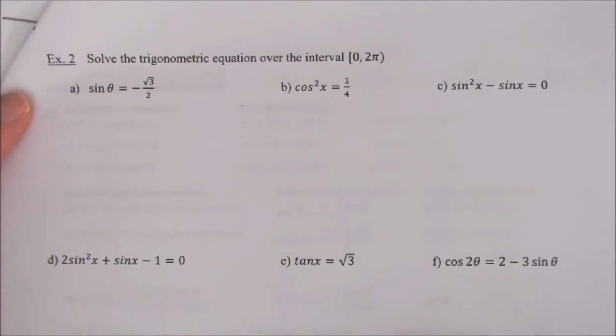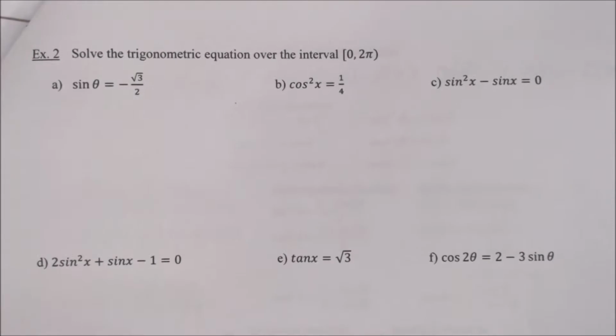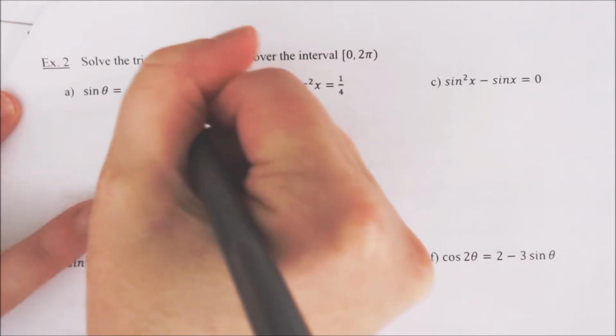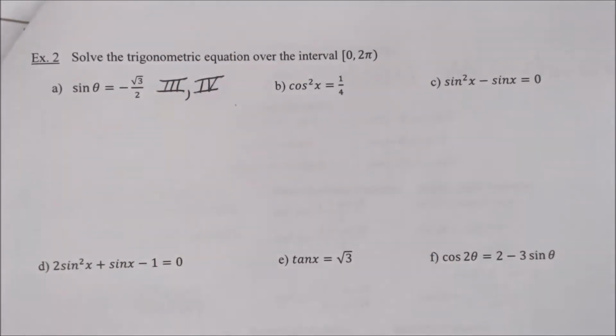So let's take a look at the first one. Sine theta equals negative square root of 3 over 2. First thing I would do is identify the quadrants the solution to this would be in. Sine is negative, so think about if sine is the y value, which quadrants would sine be negative in? And you should be thinking y's are negative in the third and the fourth quadrants. So that means my solutions here are going to be in quadrant 3 and quadrant 4. We're going to have two solutions in that interval 0 to 2 pi.